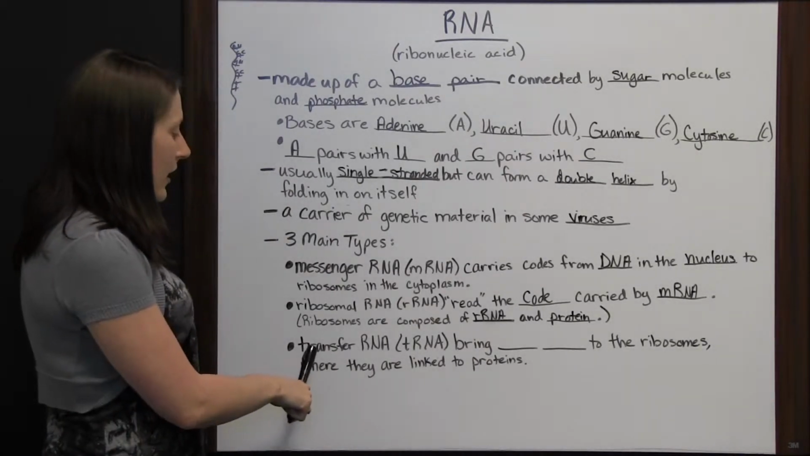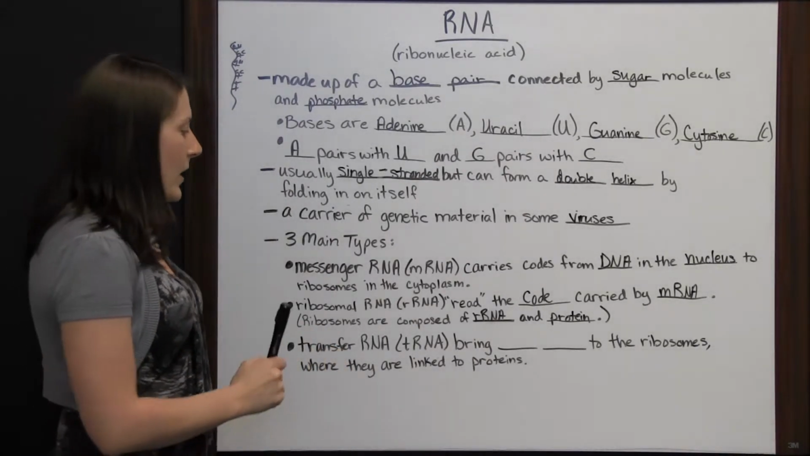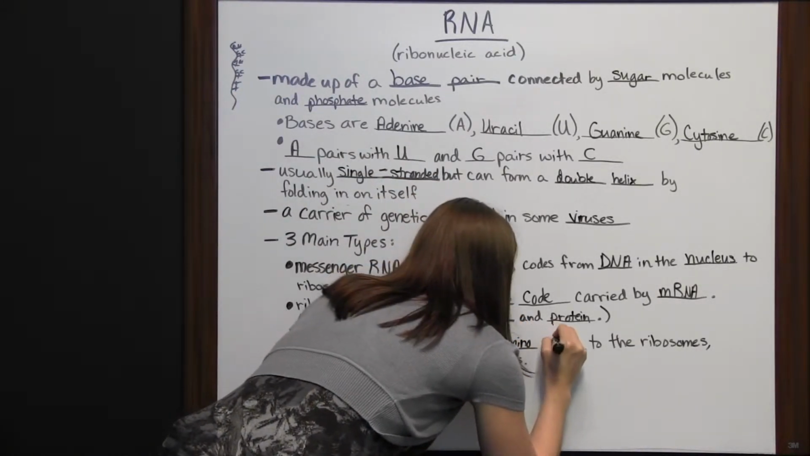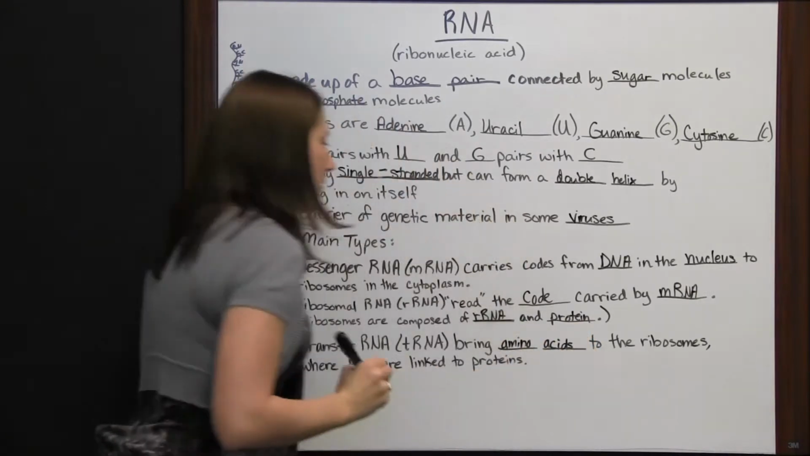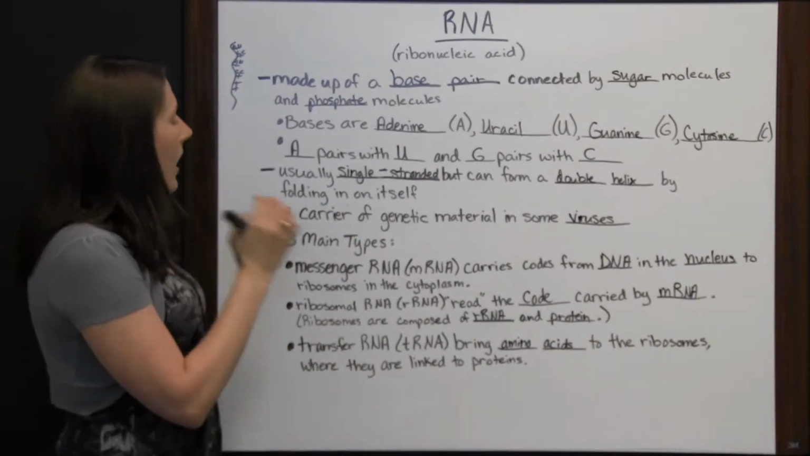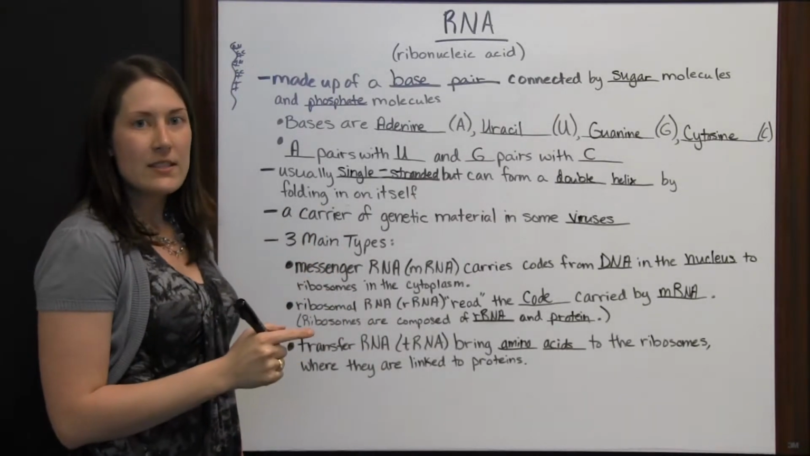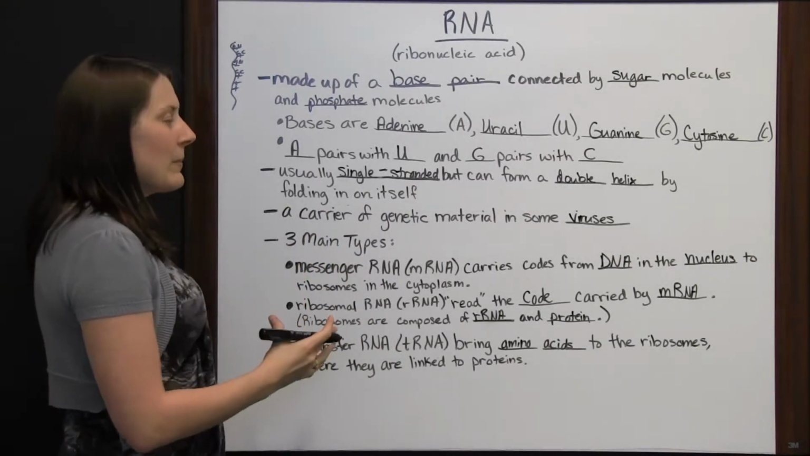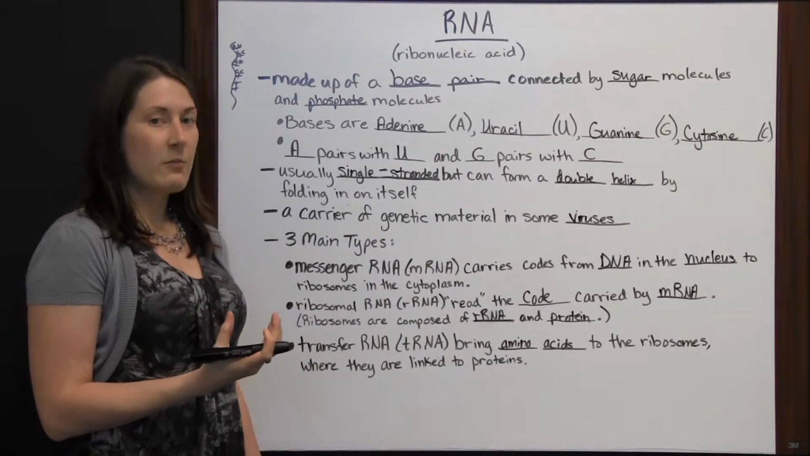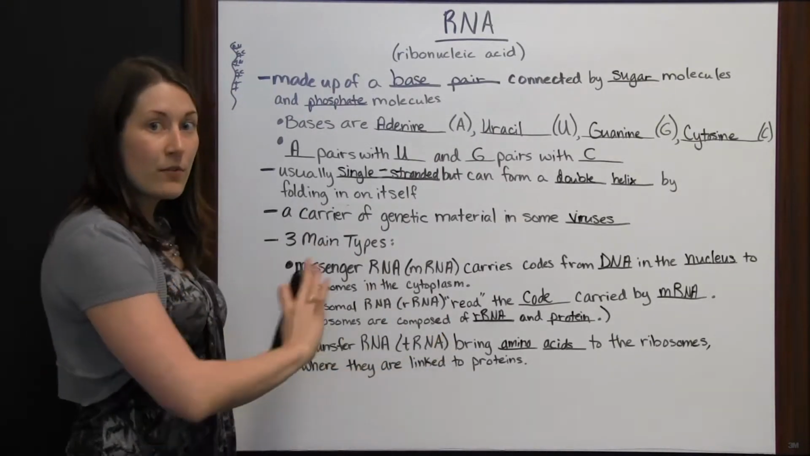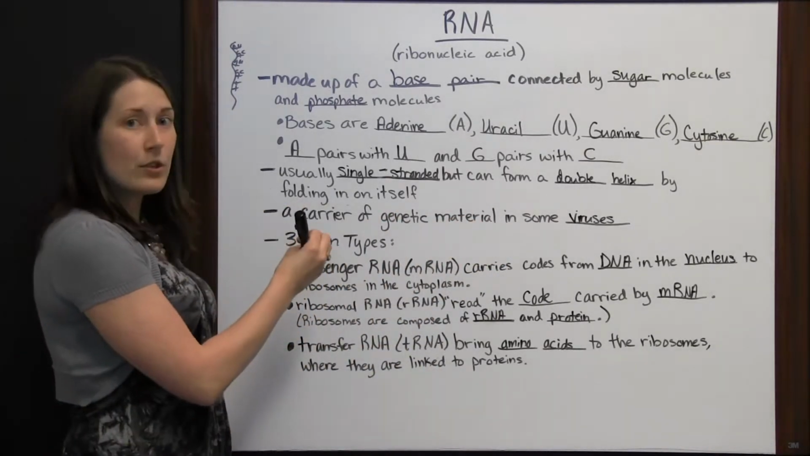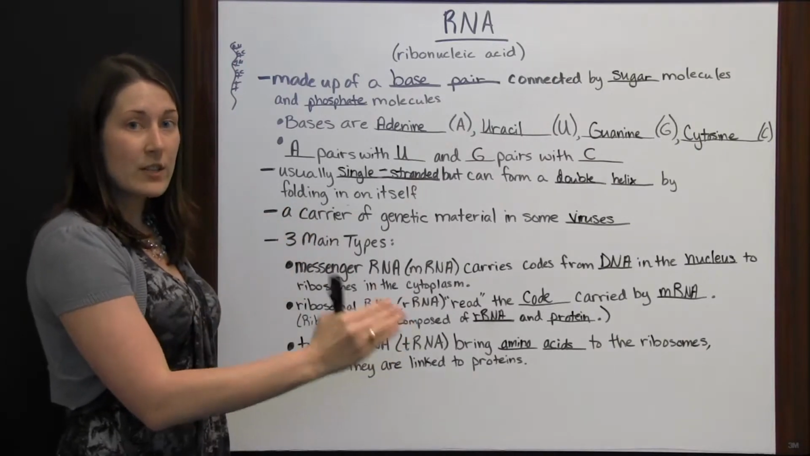And then transfer RNA, or tRNA, bring amino acids to the ribosomes where they are linked to proteins. So you can see RNA is moving around the cell a lot. It's not just staying in one place. DNA is mainly just going to stay in the nucleus and hold that genetic material. RNA is going to move it around, except in the case of viruses, where RNA is the main holder of genetic material instead of just a transport system.